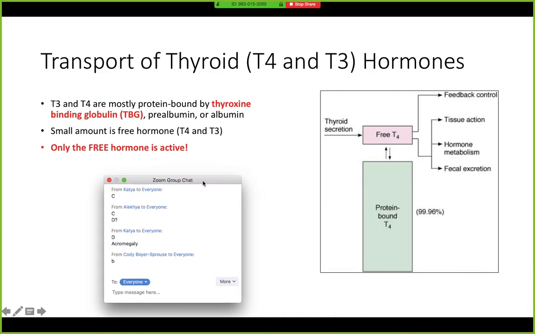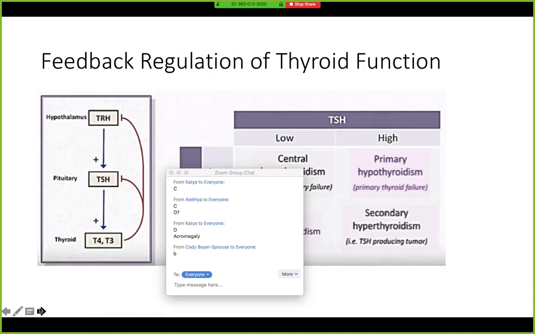Okay, so kind of back to thyroid hormones here. Basically, the point here is just that most of your T3 and T4 are bound by thyroxine binding globulin, so TBG, and only a small amount of the hormone is actually free, and it's the free hormone that is the active hormone.